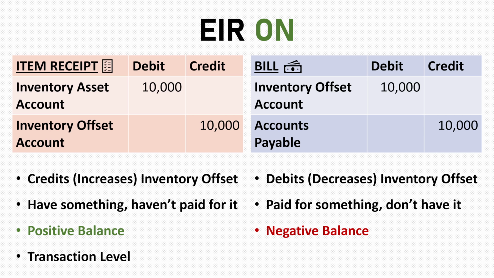Lastly, item receipts are entered at the transaction level into the journal, whereas the bill is entered at the item level. This will make a little bit more sense in the next part where we actually look at QuickBooks and do one of these transactions.